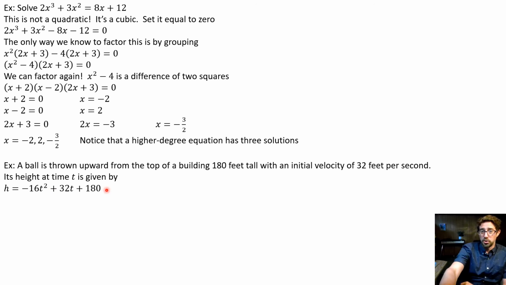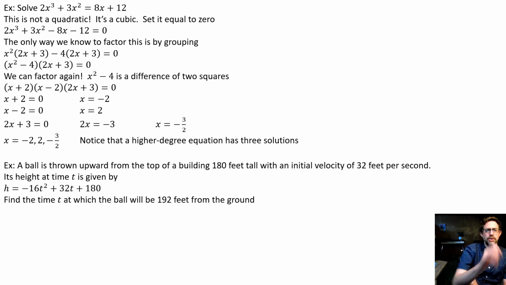It's just, this is a true equation. This is right. I didn't make this up. This is exactly what would happen if you went up to the roof and threw the ball. So its height above the ground at time t is given by this. I want you to find the time t at which the ball will be 192 feet above the ground. And I have a picture of it that will make this a little clearer. So we want to know at what time will the ball be 192 feet up.